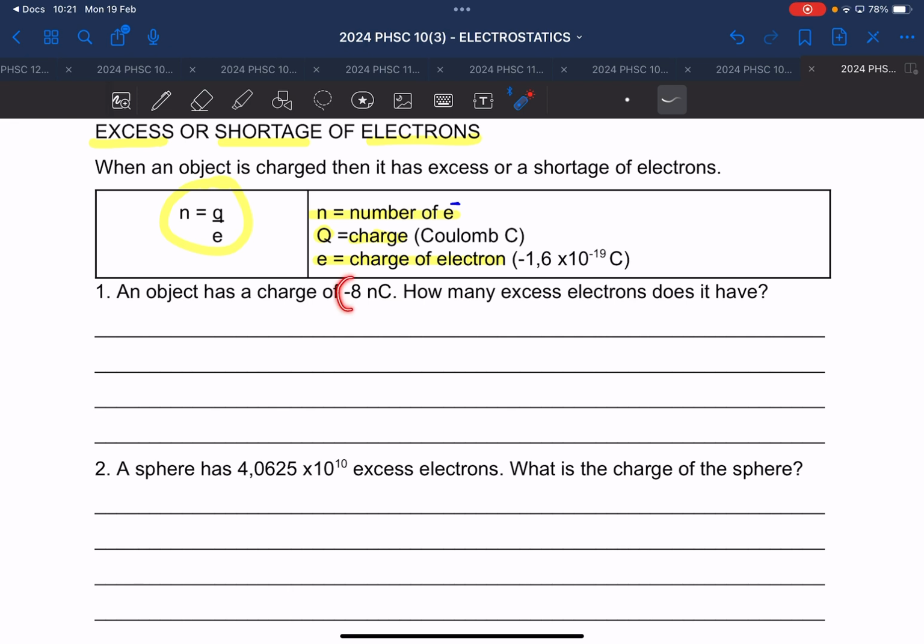So with negatives, you shouldn't think of it as lost things. Negative, you should think of what is negative. Electron is negative, so it has more negative things. So that -8 means the number of electrons is greater than the number of protons. So it gained electrons from somewhere, it was rubbed or whatever, and it gained electrons. And they now want to know how many excess electrons are on there.